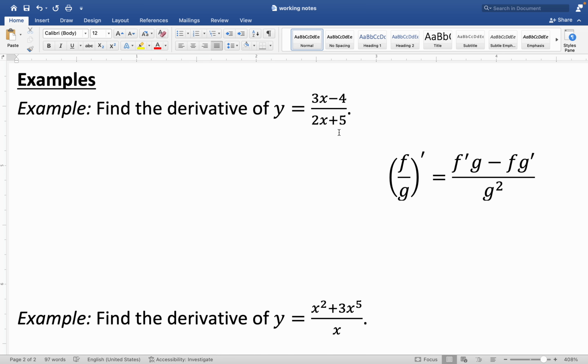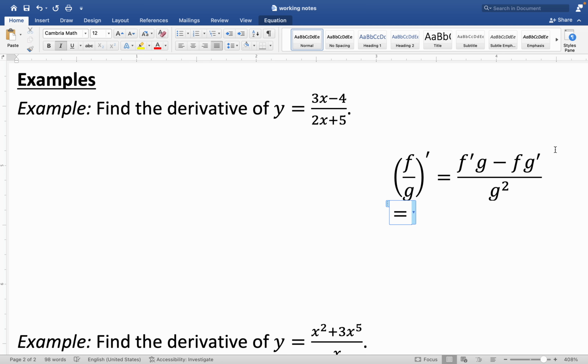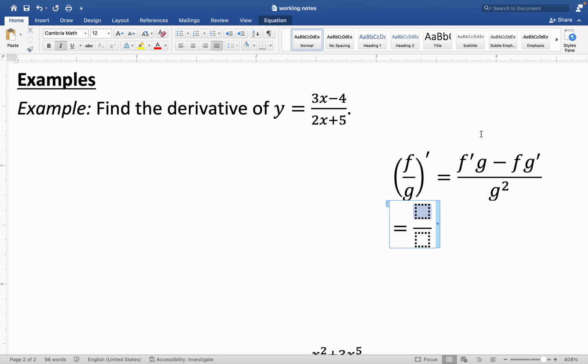So there it is. So what is f? Well, f is just the top function. That's 3x minus 4. What is g? It's the bottom function, which is 2x plus 5. So that's going to give us, in our case, okay, so f prime, that's the derivative of the top.